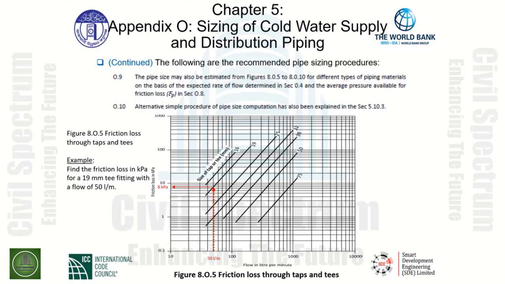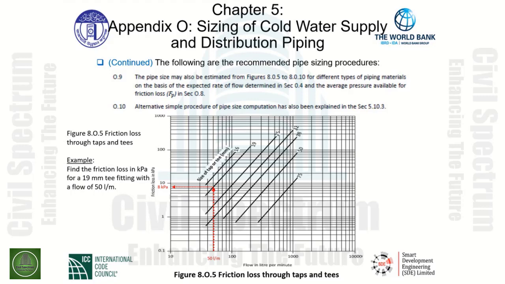As an example, we continue on item 0.9. The pipe size may also be estimated from figures 8.0.5 to 8.0.10 for different types of piping materials on the basis of expected rate of flow determined in section 0.4 and the average pressure available for friction loss, F sub P, in section 0.8.